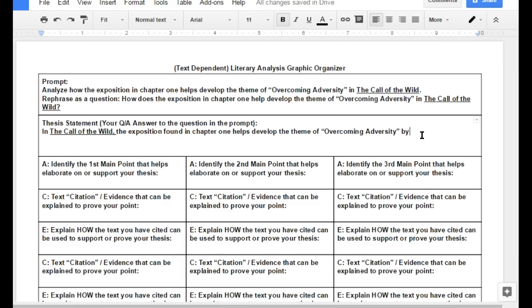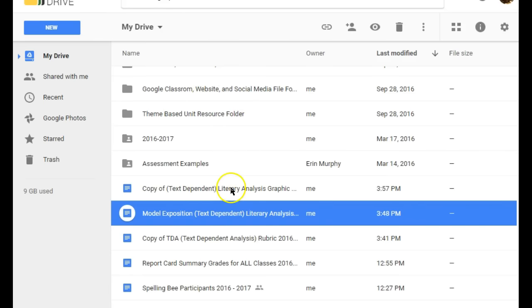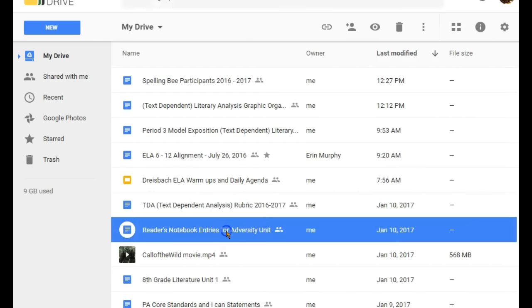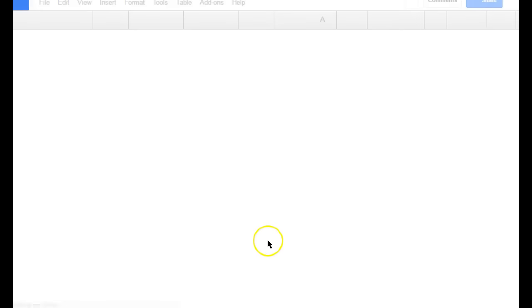So now I need to have an idea. Well, I've read The Call of the Wild and I read Chapter 1, and that's really where we have the exposition develop. But by itself, you're probably thinking, well, what about the exposition? Well, we want to go back and keep in mind the three questions that guide our reading. I've got so many things in here. Pardon this for a quick moment.